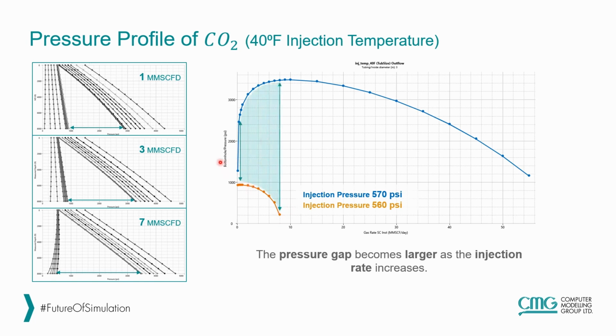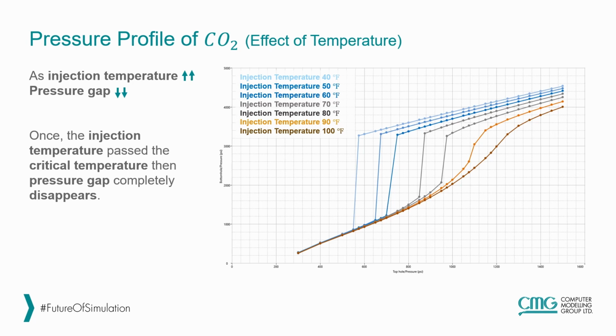This plot shows the bottom hole pressure on the vertical axis and the gas injection rate on the horizontal axis. This orange curve is at the injection pressure of 560 psi and the blue one is 570 psi. First, we see that with a 10 psi increase in injection pressure, we get this huge gap in the bottom hole pressure. And as we increase the injection rate, the magnitude of this gap increases as well.